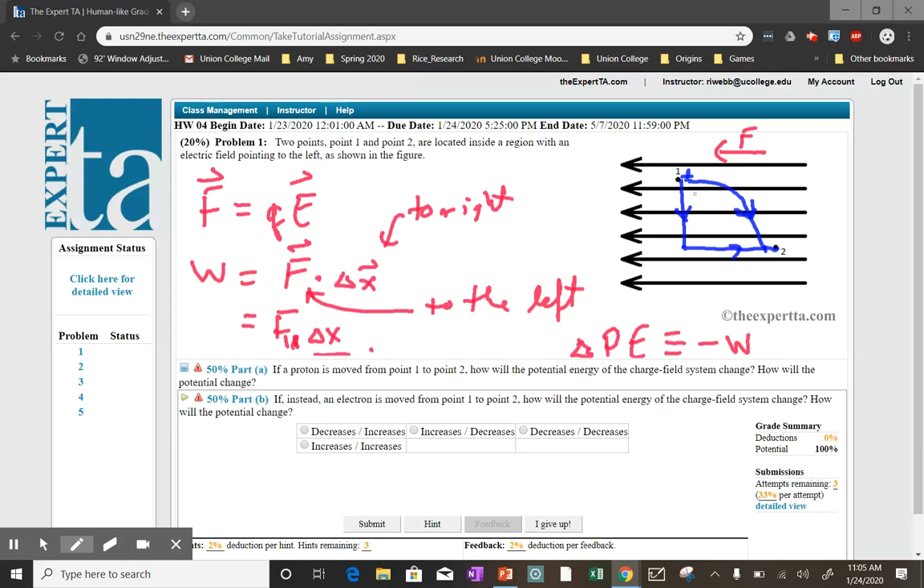And then we have number 2: if instead an electron is moved. If you change the sign to an electron, what did you change fundamentally in our problem? The direction of the force. The direction of the force, because you have a minus here, so the force is in the minus direction of the electric field if it's a negative charge. And so you just reversed your answers.